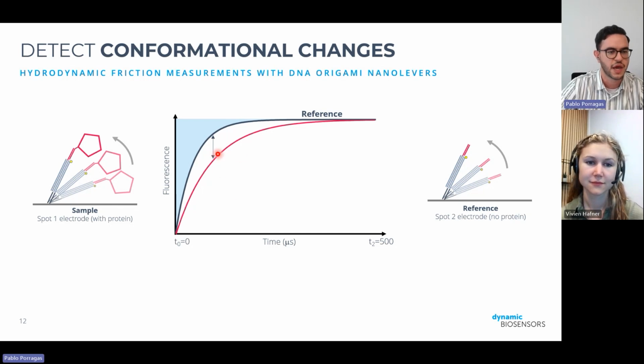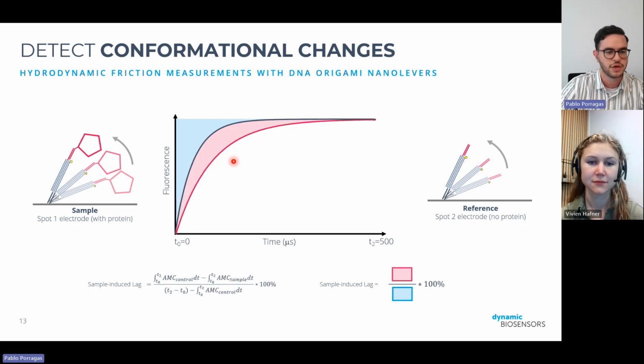We can then quantify how much it's lagging behind the reference nanolever by, again, comparing the integrals of the two curves and generating what we call the sample-induced lag. So the sample-induced lag is the contribution that the protein itself is having to the overall movement of the DNA origami nanolever coming back into the standing position.